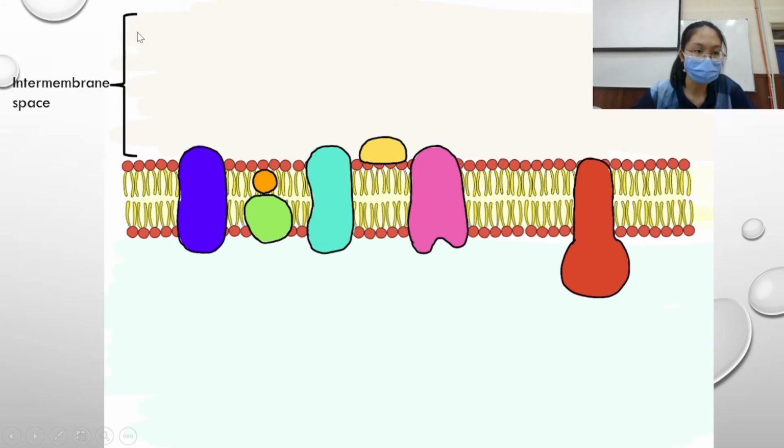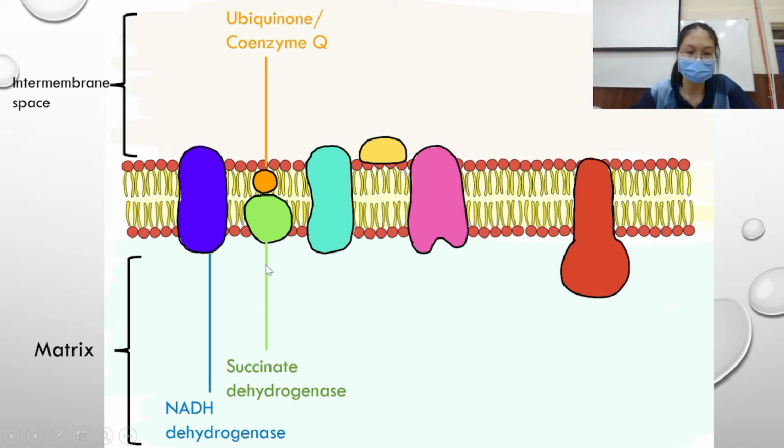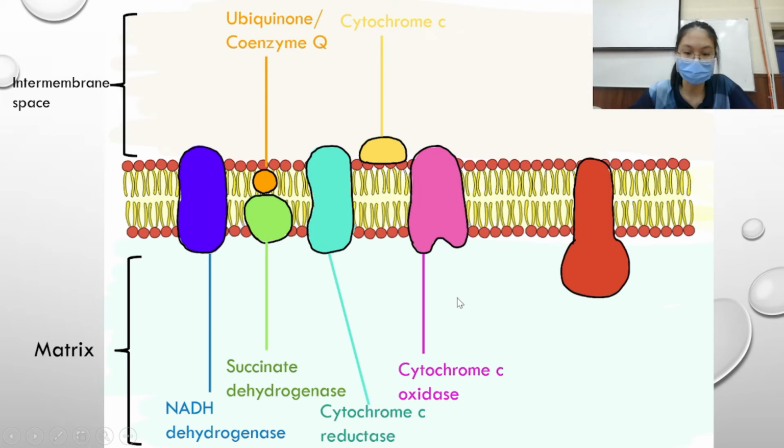This is the intermembrane space in mitochondria, and this is the mitochondrial matrix. The first enzyme is NADH dehydrogenase. The second is ubiquinone, also known as coenzyme Q. This is succinate dehydrogenase, and this one is cytochrome C reductase. This one is cytochrome C. And the last one is cytochrome C oxidase. This is for the ETC, and for chemiosmosis, this is ATP synthase.